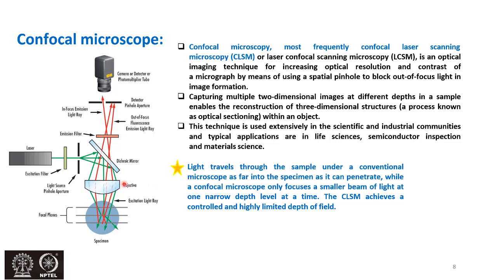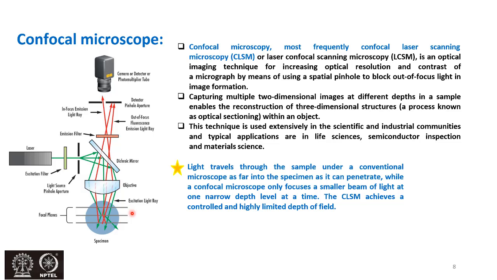Here we have a laser which is passing through a filter. This is the excitation filter, and here we have a dichroic mirror. One part of it will be focused with the help of an objective onto the specimen. Another important advantage of this confocal microscope is that even in the z direction we are able to focus, so in the z direction also we are able to get the information. Suppose this is at 0 nanometer, that is on the surface.